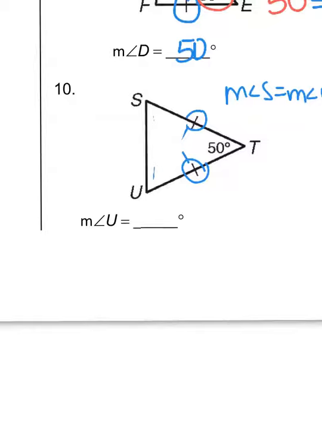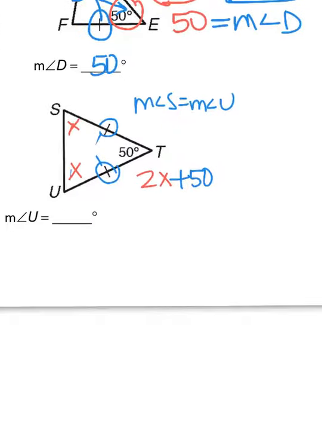So I'm going to mark them with X each one. I don't know them. I know I have 2 X's. So 2X plus the 50 that I know should add up to be 180. Okay, so now I can subtract 50 from both sides.